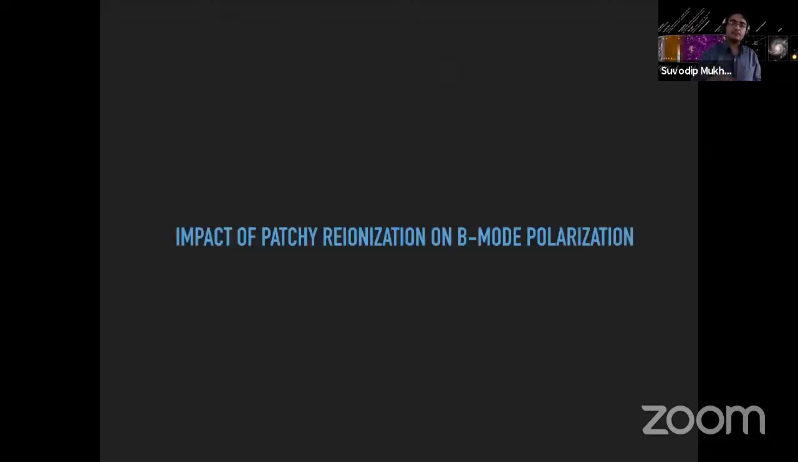So this is all about kSZ, that is the impact from the patchy reionization on kSZ power spectrum. Of course, there are more signatures if you go to and ask about non-Gaussian effects, which I'm not talking about today, but it's also very interesting. What about B-mode polarization? What is the impact on B-mode polarization because of patchy reionization?